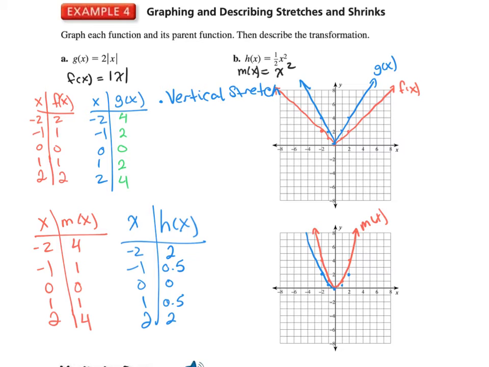Notice that this parabola is a little bit wider. So if we visually push down on it, making a vertical shrink, it will actually become wider. So we're going to call this one a vertical shrink. And a cool thing that you can look at: if that number out front is bigger than 1, it is a stretch. If it's between 0 and 1, so some kind of decimal that's less than 1 but bigger than 0, it is a shrink.